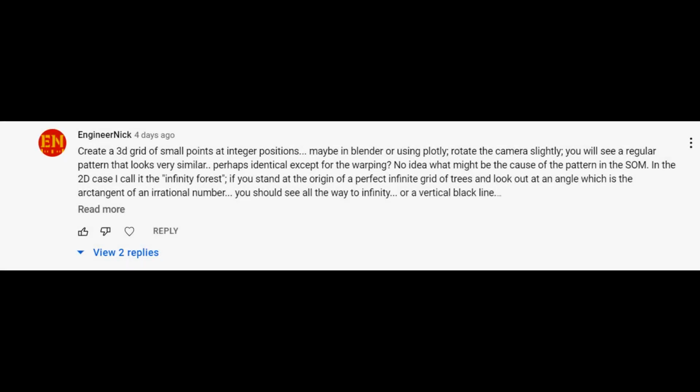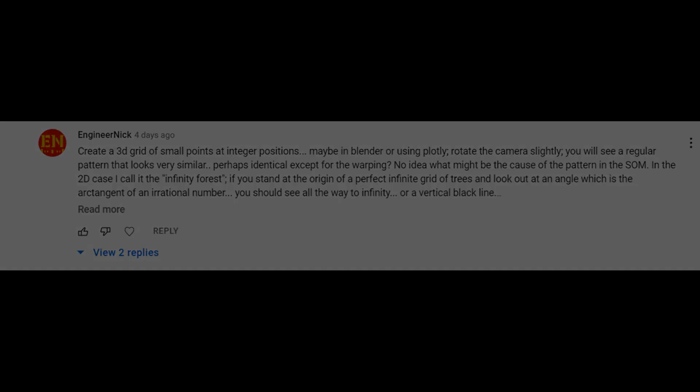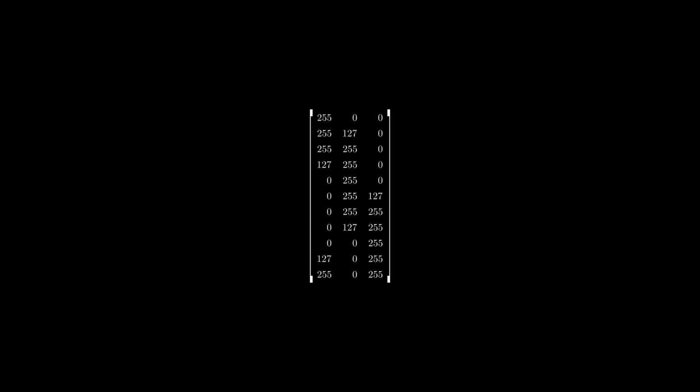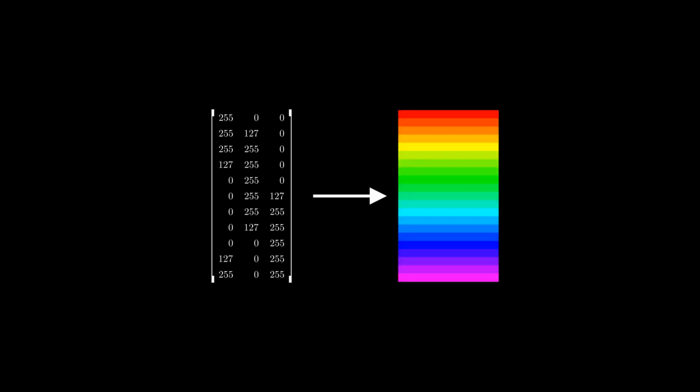Then I read some comments that suggested that the patterns were similar to a 3D lattice observed from certain viewing angles. While this may seem like a coincidence at first, it's actually not. Like I mentioned in the first video, the method used to generate the training data for the SOM creates an even spacing of all RGB color combinations for the desired number of training samples.